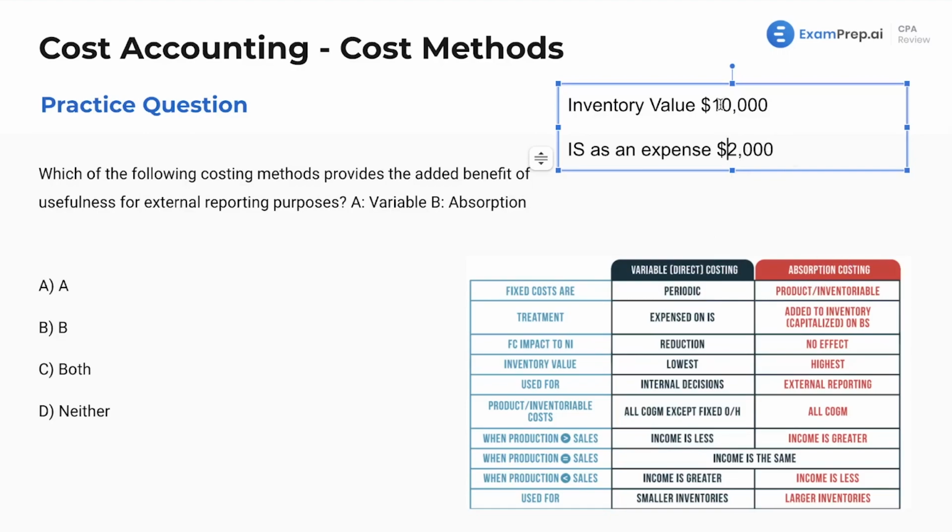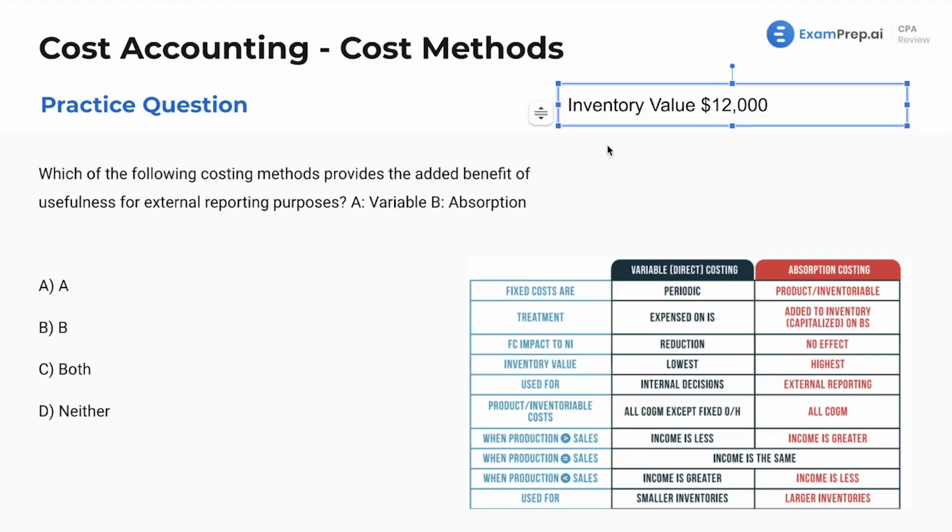Absorption costing, you are going to capitalize these fixed costs. That's just the treatment. That's just how it is. Inventory value is now $12,000. You do not reduce net income. This goes in the balance sheet. The cost is a balance sheet amount, and it's treated as such. It'll go into cost of goods sold when it is sold. So you see here the differences.